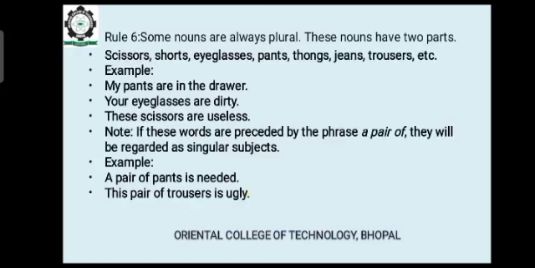Note, if these words are preceded by the phrase a pair of, they will be regarded as a singular subject. Examples: a pair of pants is needed. This pair of trousers is ugly.